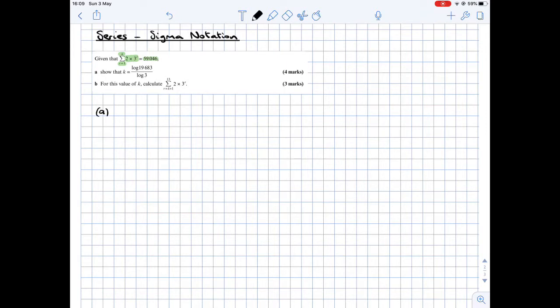So, like most series questions, it is worth writing out the information and then calculating the first few terms. So when r is 1, 2 times 3 to the 1 gives us 6. The second term, 2 times 3 squared, well 3 squared is 9, times 2 is 18. The next term, 3 cubed is 27, times 2 is 54. And we could keep going to the kth term.